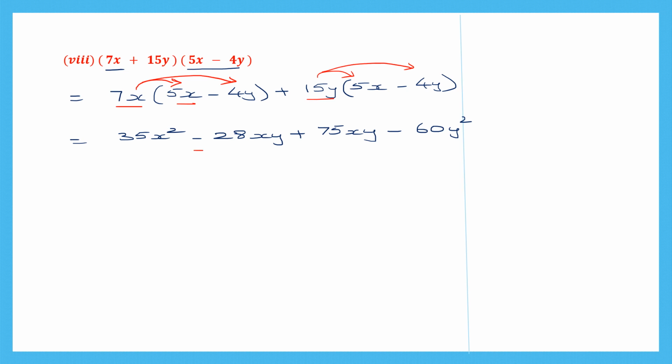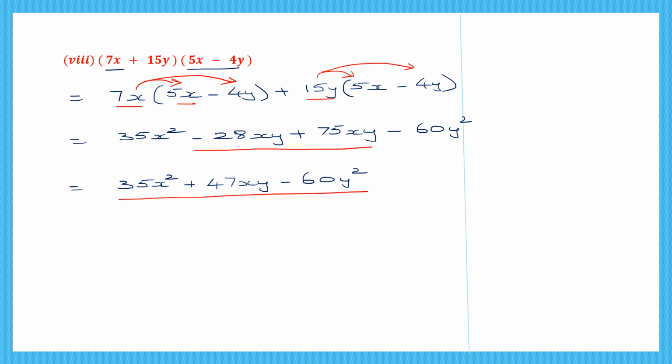So now let's work on the like terms. Everything else remains the same. So this is 35x square. Now here we have minus 28 plus 75. Put the sign of the bigger number and subtract. 75 minus 28 is 47. So that is 47xy minus 60y square. So this is our answer here: 35x square plus 47xy minus 60y square.